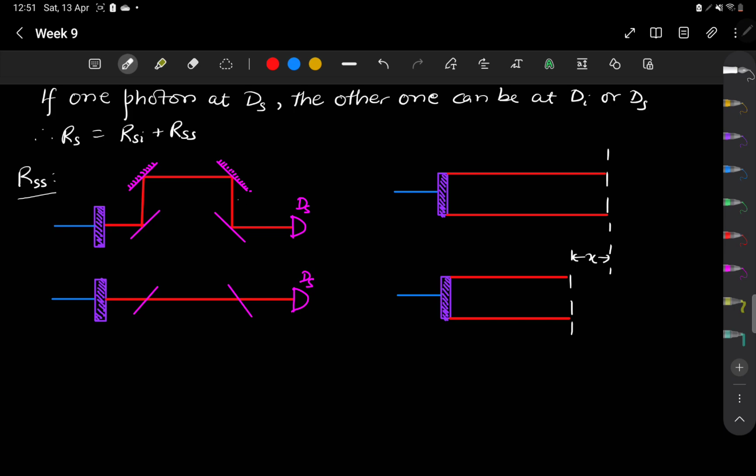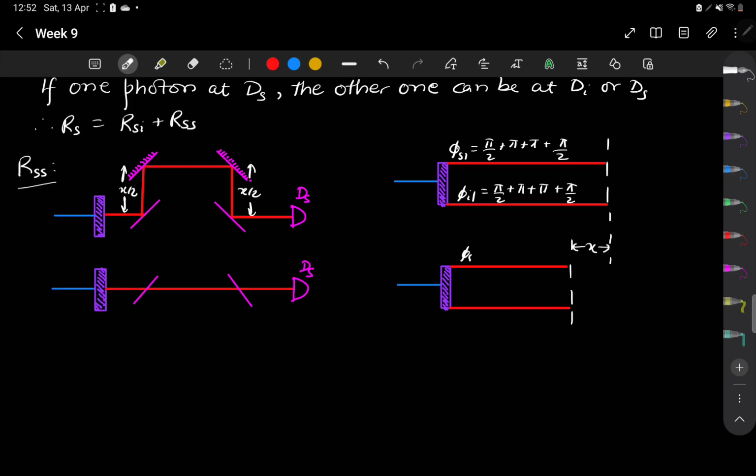this is x because this is x by 2 and this is also x by 2. The phases now. So reflection at a beam splitter is pi by 2, then mirror, then beam splitter again pi by 2. For the other photon also the same, pi by 2 from the beam splitter, pi plus pi from the mirror, and another pi by 2 from the beam splitter. And here it is all transmission, so 0 phase.